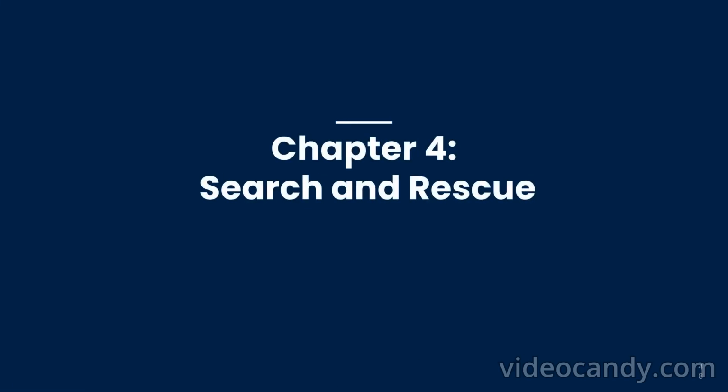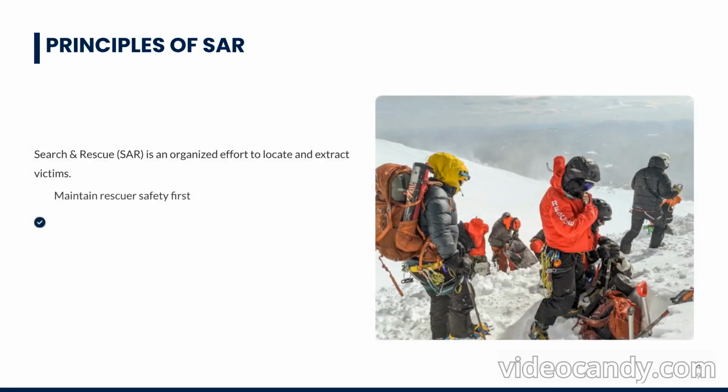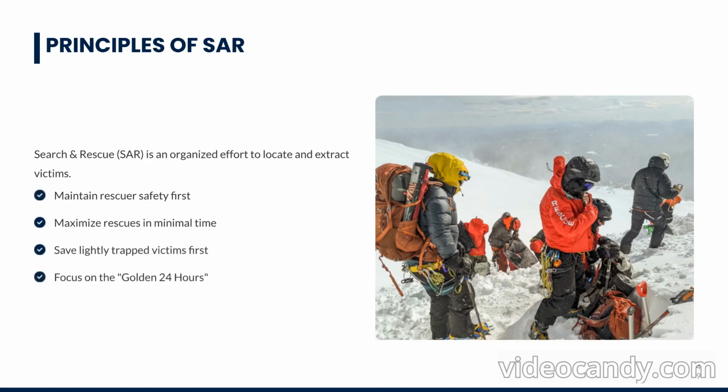Chapter 4 focuses on search and rescue, specifically the technical methods used to locate and extricate victims following a disaster. The principles of search and rescue involve organized efforts to locate and extract victims. Key priorities include maintaining rescuer safety first and maximizing rescues in minimal time. Focus on saving lightly trapped victims and emphasizing the, quote, golden 24 hours.